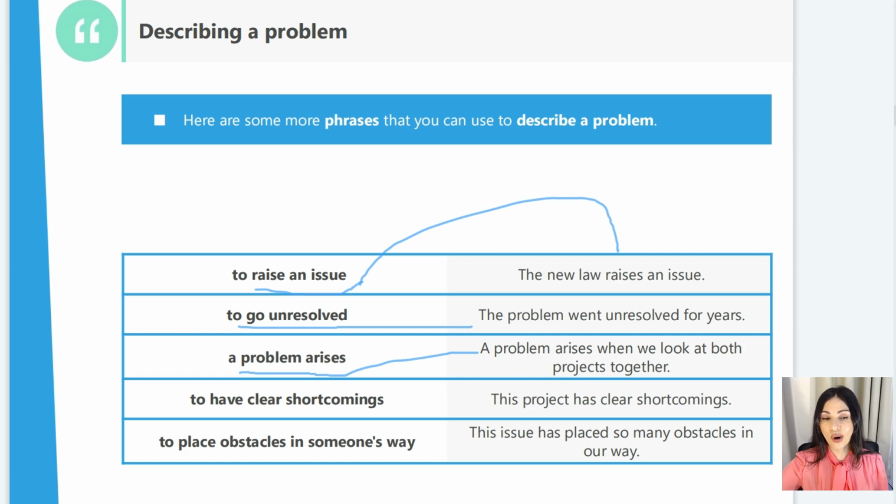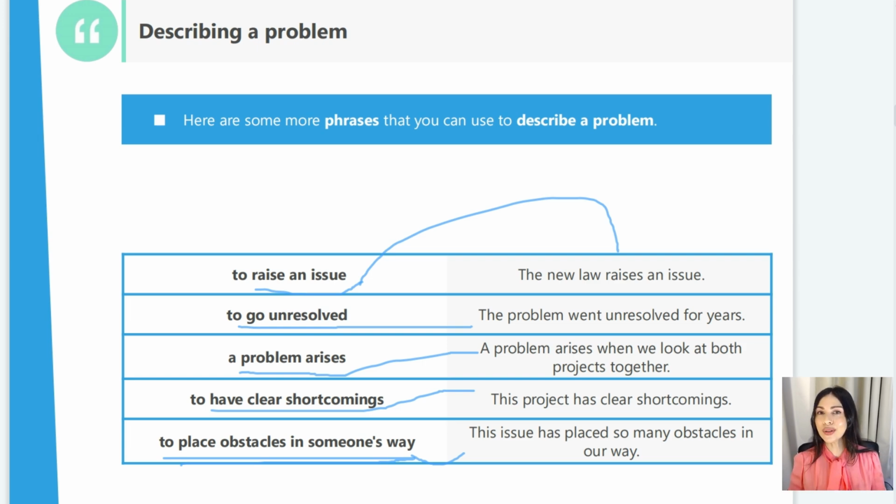If a project you've been working on has clear shortcomings, then again, this is more formal or technical. This project has clear shortcomings. A shortcoming is another word for a problem. To place obstacles in someone's way is a more semi-formal approach of saying to create or cause difficulty for other members. This issue has placed so many obstacles in our way.